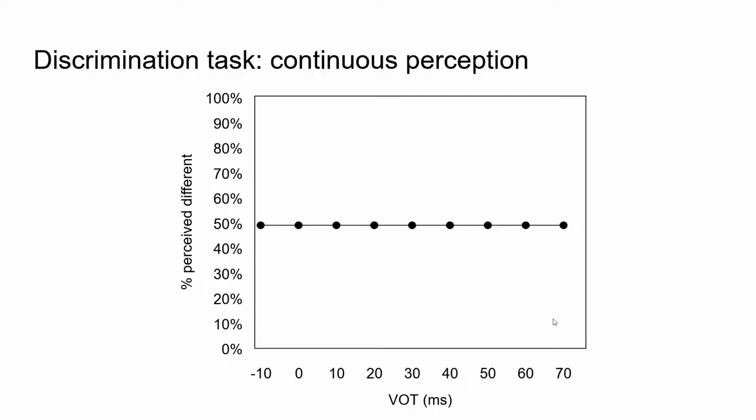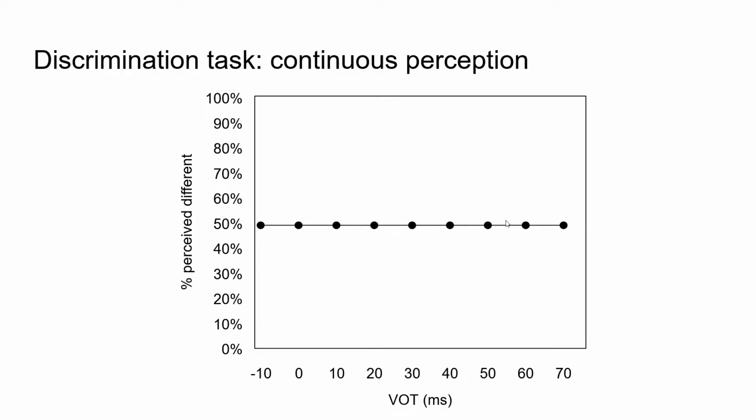Now that was an identification task. If you asked your listeners to say, which do you hear, pa or ba? There's other tasks we can do to look at this as well. One is a variety of tasks known as discrimination tasks. Can you discriminate between, or tell the difference between, two similar things? So let's say the two similar things might be a negative 10 millisecond VOT and a 0 millisecond VOT. Do they sound different or do they sound the same?